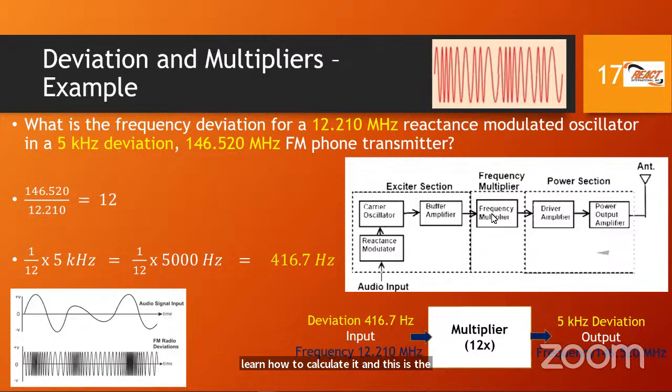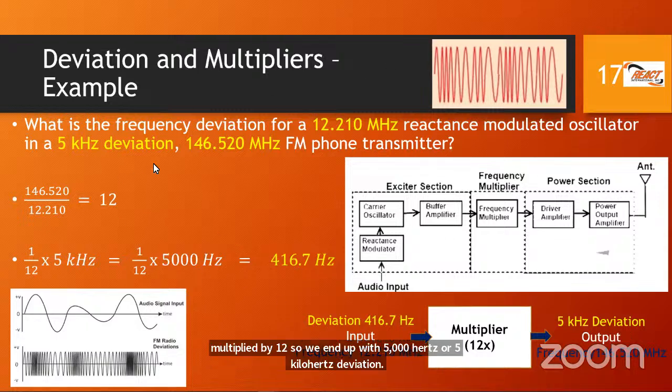And these things here are just to give you a visual example of what we're trying to do. We are trying to end up with a frequency of 146.520 megahertz. We are starting off with a frequency of 12.210 megahertz, so we are multiplying by 12. But we also want to end up with a frequency deviation of 5 kilohertz. So what must the deviation input be, given that it's going to multiply it by 12? Well, we did this calculation, and we know it's 416.7 hertz that it comes in. It gets multiplied by 12, so we end up with 5,000 hertz or 5 kilohertz deviation. So hopefully this helps diagram what the question is and the solution.